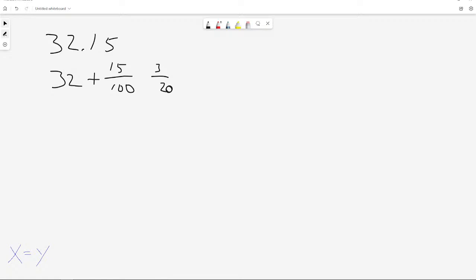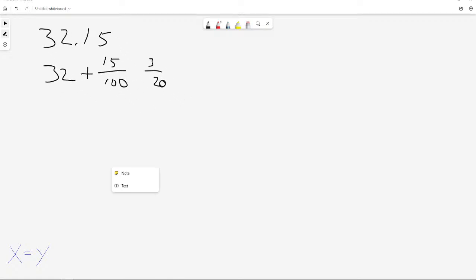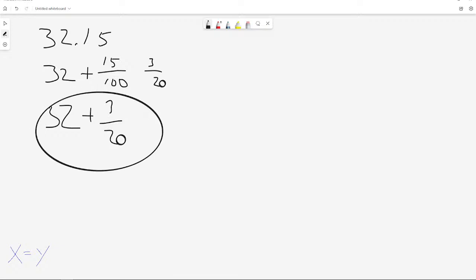So now, let's rewrite this so it's easy to understand. Whoops, I'm in a different mode now. How do I go back to drawing? Here we go. So we have 32 plus 3 over 20. Look how nice it made the 0. And now we have our mixed number. There's our answer. I expected a lot more to come out of that.